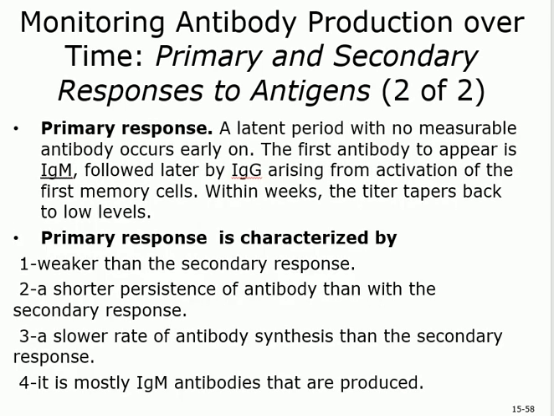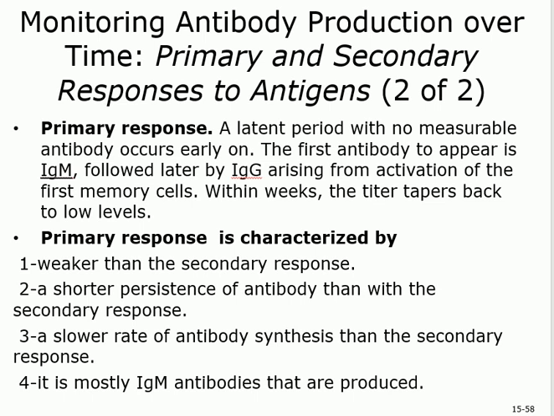Okay? So primary response is the very first time that you are exposed to that antigen. So it will take some time to develop. It will contain a latent period until you end up producing the antibody. And which is the first antibody that is going to appear in a primary response? M. And then G will show up later on. And then after that you will have the memory cells, which will help you in the secondary response.